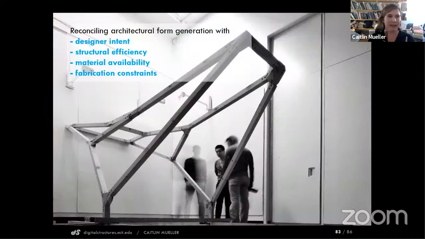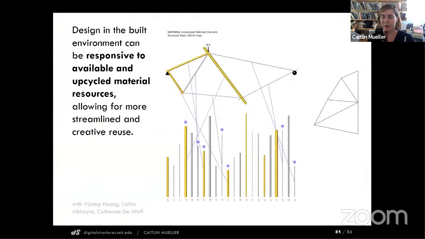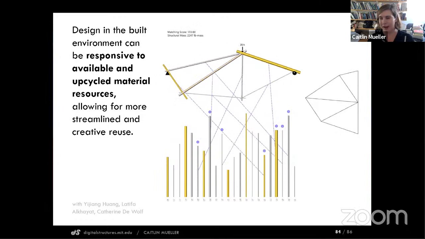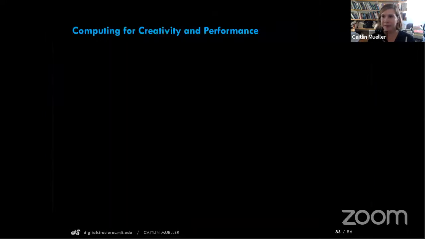So we think this is really an exciting way to reconcile design intent, structural efficiency, available resources, and the constraints of fabrication. And we think in general, upcycling is a really important area of future work in terms of environmental impact, but also in terms of computation and algorithms and geometry. And I hope to see a lot of work in this area in the coming years.